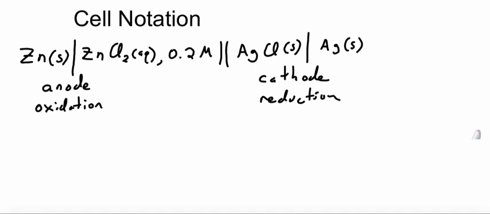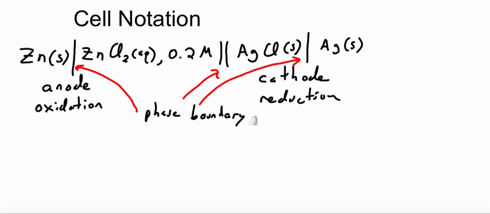Each of these vertical lines represents a phase boundary. So a phase boundary is between two different states of matter, or just indeed two different phases. So it could be between a solid and a liquid, between two different solids, between a solid and a gas, a liquid and a gas, or indeed two liquids that are insoluble. In any case, we'll have a line representing that there's two different phases there.